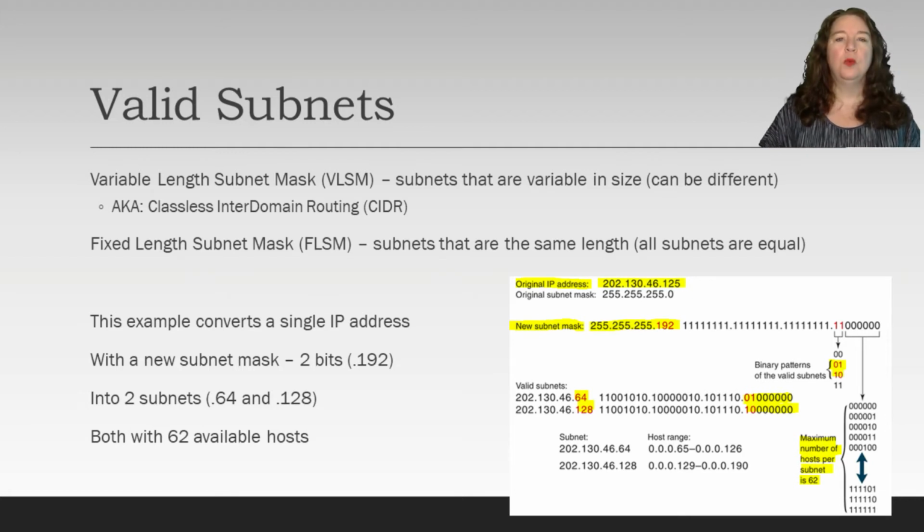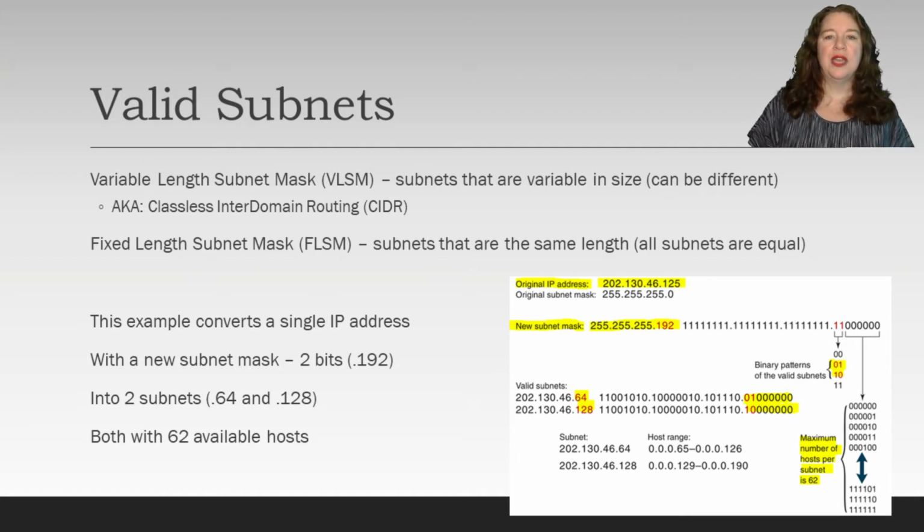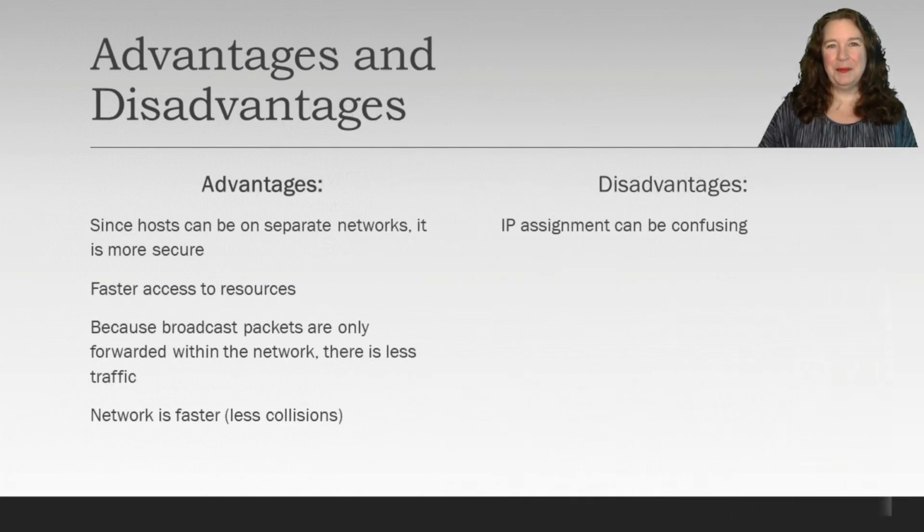There's a lot of different ways to calculate this other than the way in the book. We're going to talk about CIDR in a couple of slides, and that gives another way of looking at it. So I want you to be aware this is going to be very math intense. The basic advantages and disadvantages. Advantages of subnetting. Since hosts can be on separate networks, it's more secure.